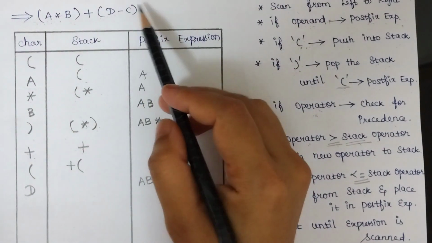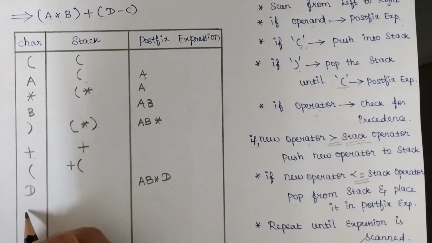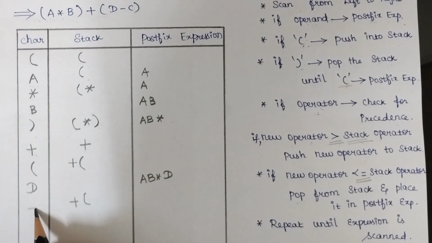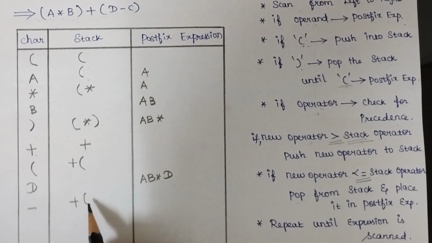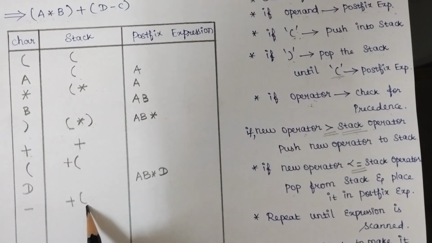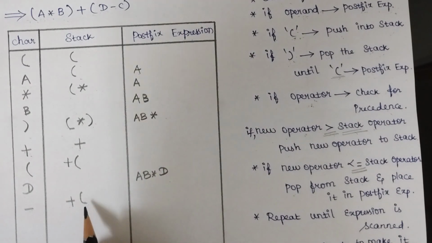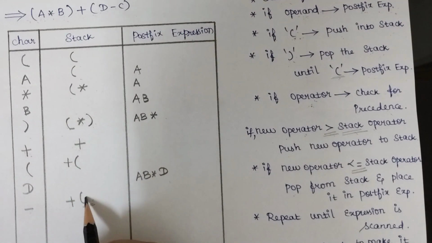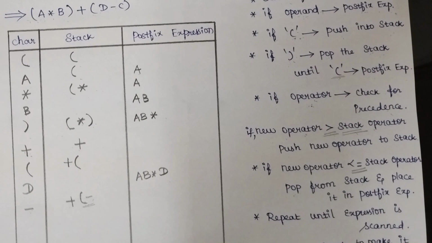After D, what is the next character we have? That is minus, subtraction. Now, if this is an operator, you need to check the top of the stack. What is the top of the stack? The next character is minus, and inside the stack we already have the plus operator followed by the open parenthesis. Since the top of the stack has the parenthesis, I already mentioned that if we have a parenthesis, no need to check for any condition. Directly push that operator into the stack. So here we can directly push the operator minus into the stack.